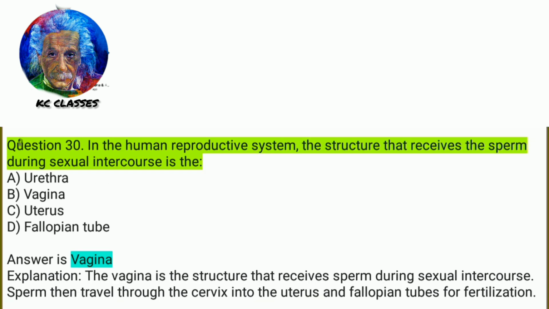Question 30: In the human reproductive system, the structure that receives the sperm during sexual intercourse is the A. Urethra. B. Vagina. C. Uterus. D. Fallopian tube. Answer is vagina. Explanation: the vagina is the structure that receives sperm during sexual intercourse. Sperm then travel through the cervix into the uterus and fallopian tubes for fertilization.